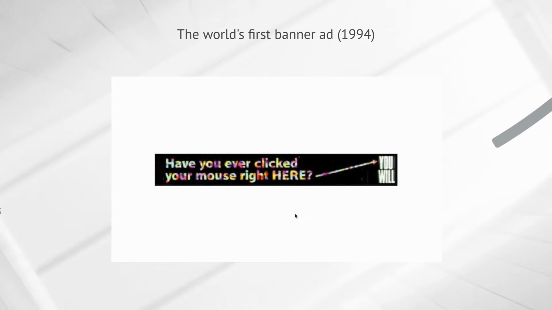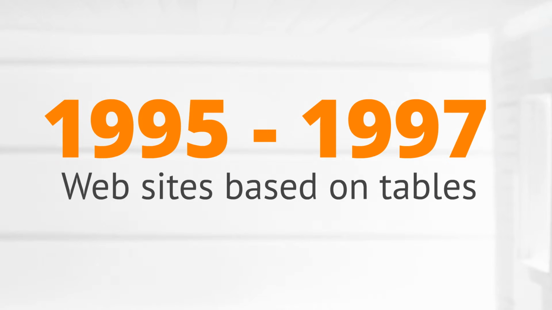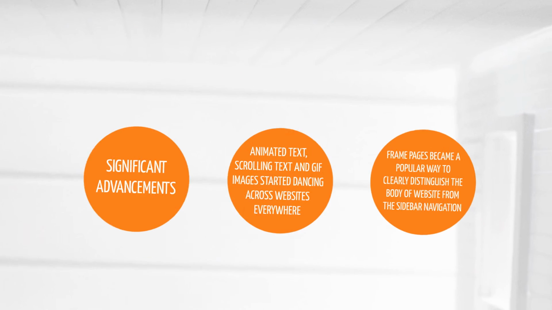We also have banners, and for us now, in the way that we see and interpret the World Wide Web, a banner for this time was quite extravagant. In 1995 to 1997, they started using web-based tables. The tables were used so that things were organized differently and easier to navigate through a website. So tables made it possible to create multiple column websites, and this expanded the text-based model and allowed for better content organization and navigation.